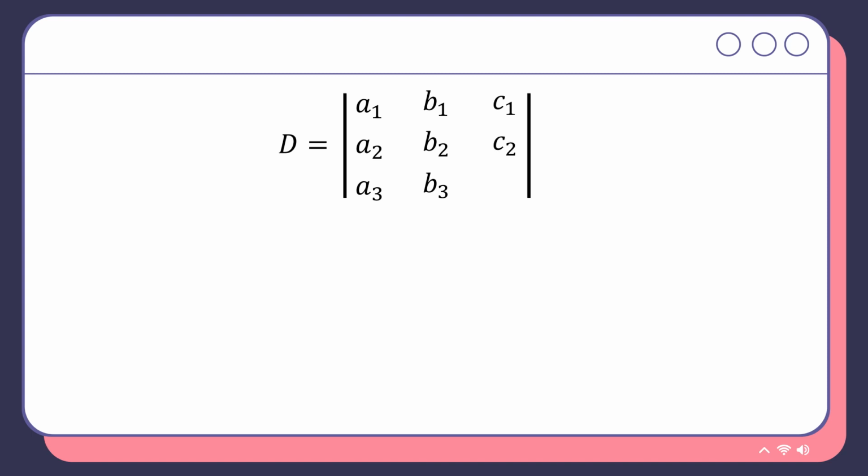We start with the matrix of D, and it is equal to, on the first column, A sub 1, A sub 2, and A sub 3. On the second column we have B sub 1, B sub 2, and B sub 3. For our last column, we have C sub 1, C sub 2, and C sub 3. So this is the matrix of D. With this matrix, we can already solve the determinant.